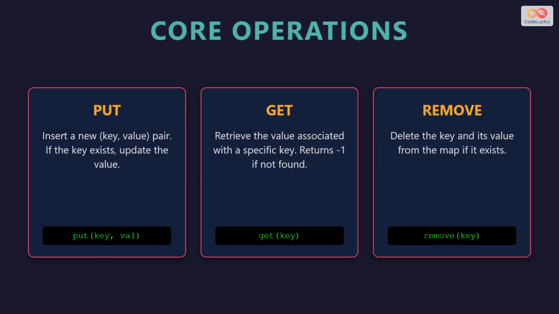We need to support three main operations. Put, which inserts a key-value pair or updates it if the key already exists. Get, which retrieves the value for a given key or returns -1 if the key is missing. And remove, which deletes the key and its value from the map.